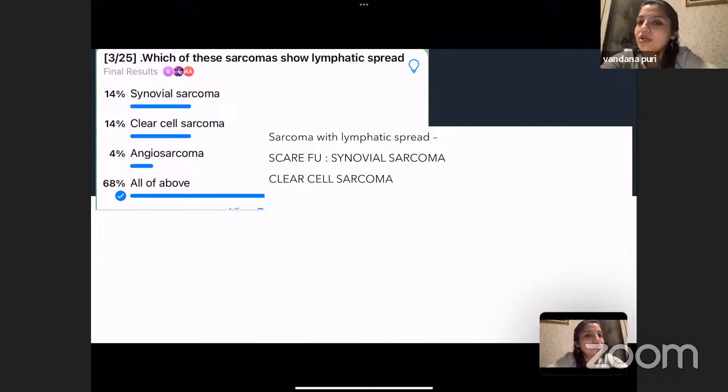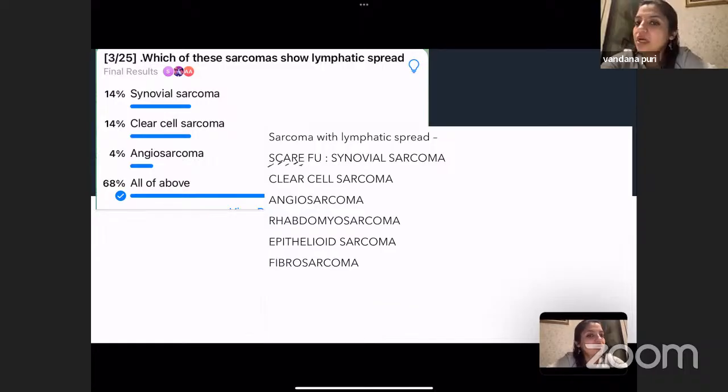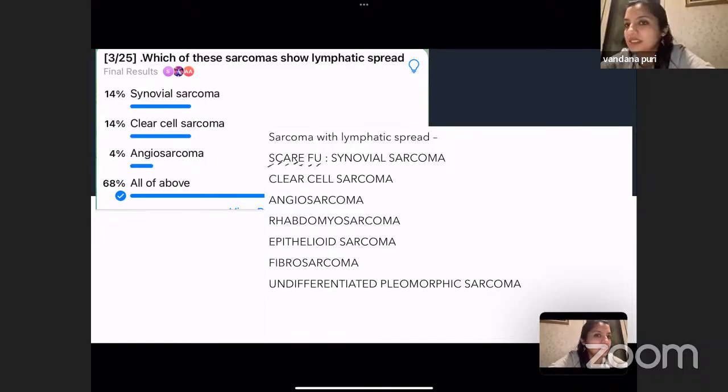So SCARE. S and C we have done. Then A is angiosarcoma, R is rhabdomyosarcoma. Then E is epithelioid sarcoma, F is fibrosarcoma, and U is undifferentiated pleomorphic sarcoma. So these are common sarcomas. Normally, sarcomas will always spread by the vascular route. But there are very few sarcomas which spread by lymphatic routes, and so you have to remember these.